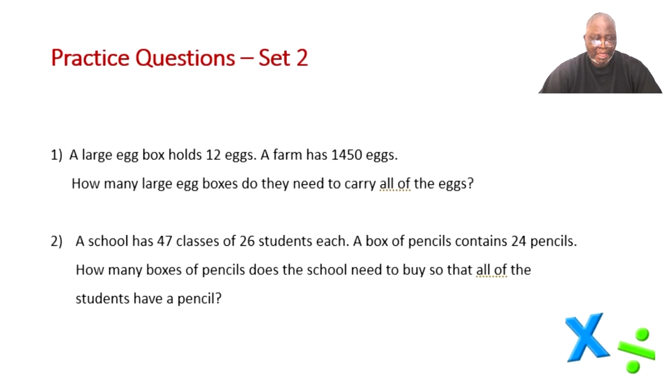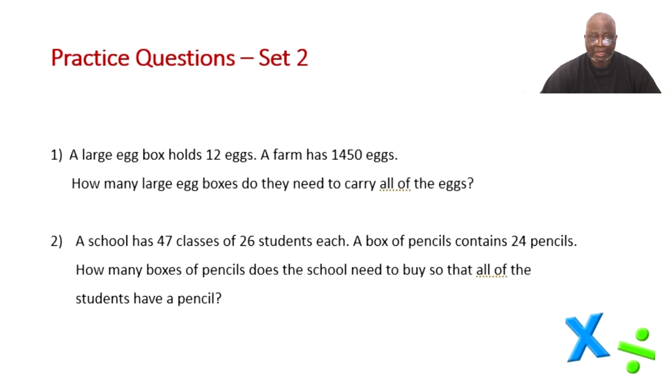A large egg box holds 12 eggs. A farm has 1,450 eggs. How many large egg boxes do they need to carry all the eggs? Question 2. A school has 47 classes of 26 students each. A box of pencils contains 24 pencils. How many boxes of pencils does the school need to buy so that all the students have a pencil?